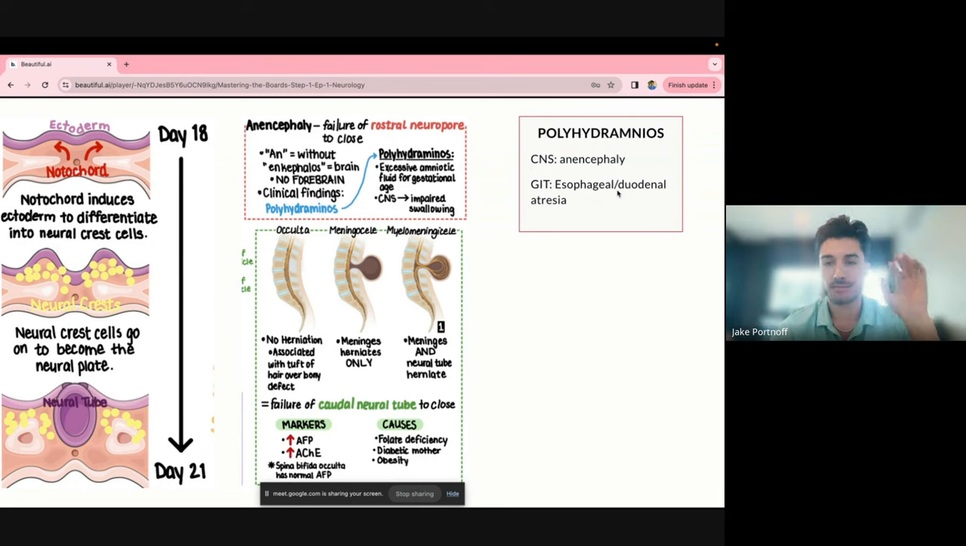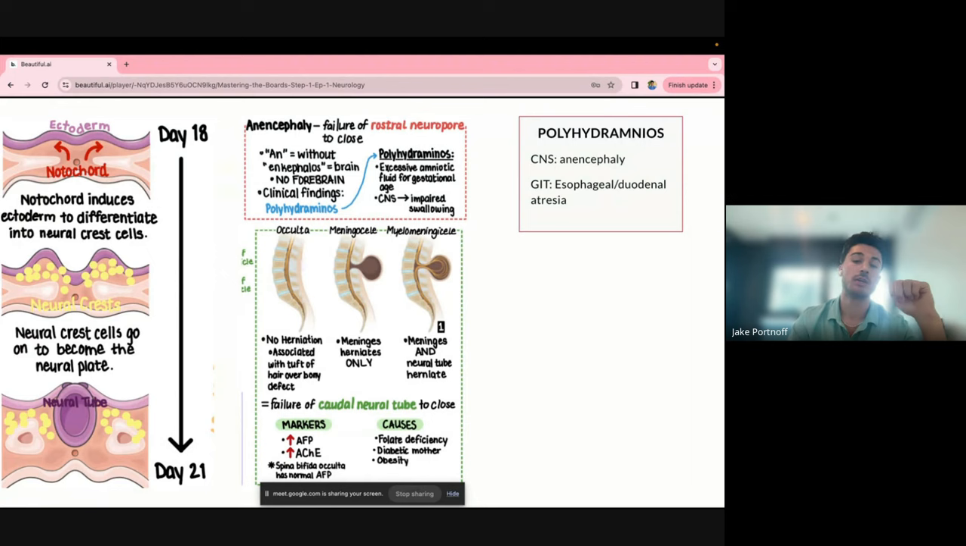With that, we talked about our spectrum from occulta to meningocele to myelomeningocele. We said that there were no neurological findings here, right? There was a sacral tuft here, and that's why it was occulta. And very, very important, guys, our alpha fetoprotein levels are not going to be elevated in spina bifida occulta. So I could have given you the exact same stem that you just saw there, and it could have said, what would you expect in lab values? And you would want to choose that AFP would be normal, okay?